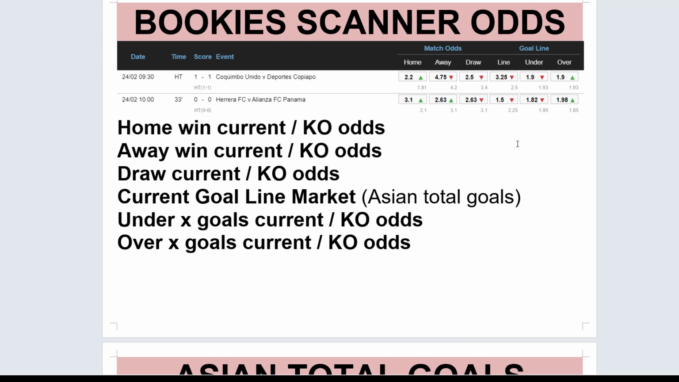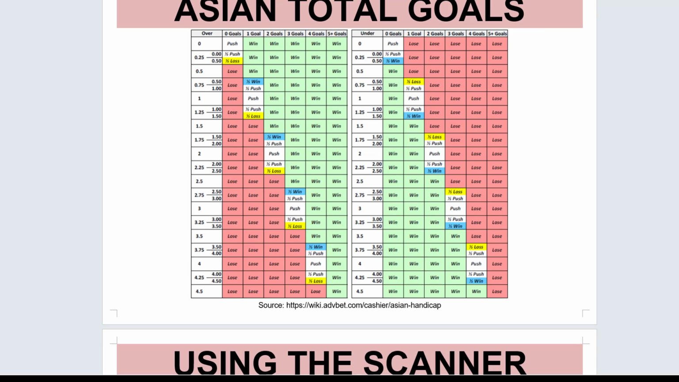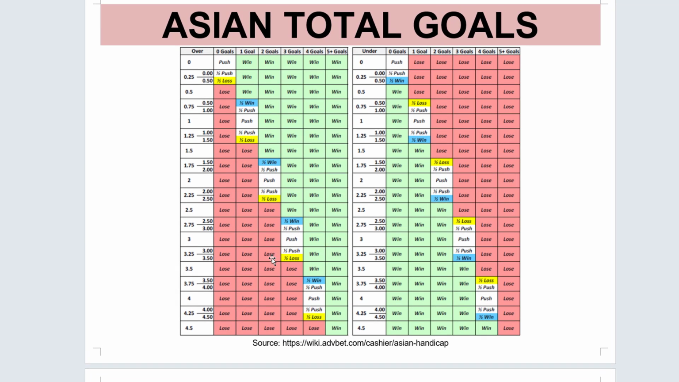It can get a bit complicated, but there is a great website with a really easy to understand table of this. The source is wiki.advbet.com. They show it very easily. So if we look down here, we can see that 3.25 bet, and it's split into a bet on 3 goals or more and 3.5 goals or more. And we can see that if there are 2 goals, we lose everything. If there are 4 goals, we win everything. But if there are 3 goals, then that 3 goals or more bet is a push and we get the stake back. And the 3.5 goals or more is a loss and we lose that stake. So that's what those 3.25, 2.75 odds mean.